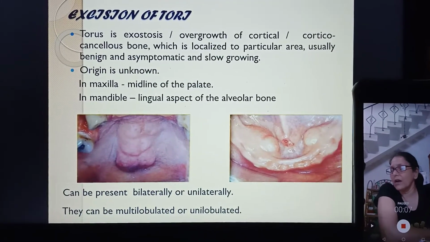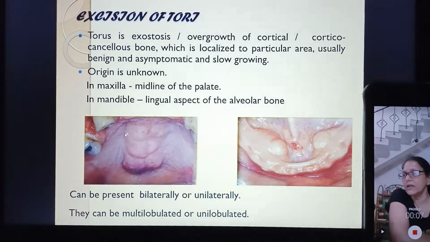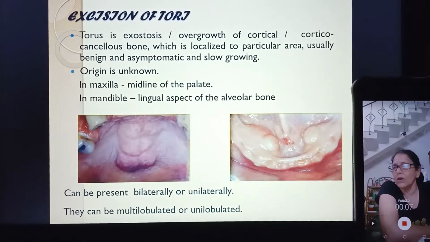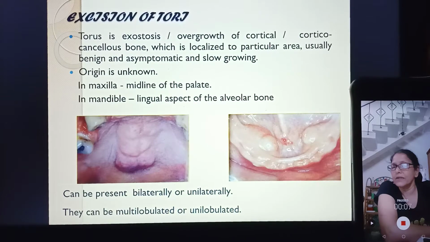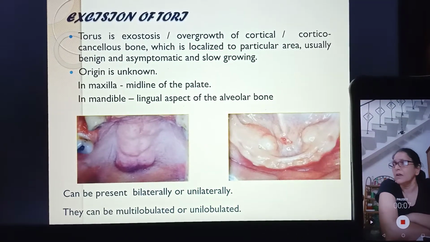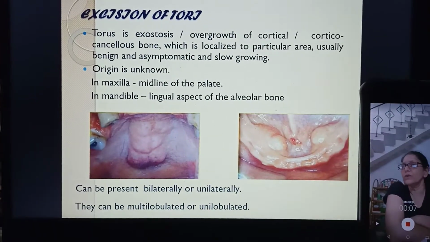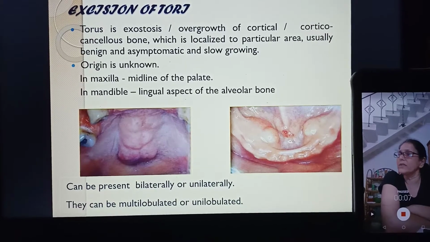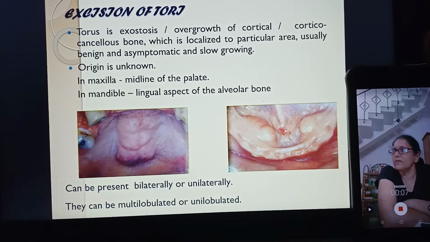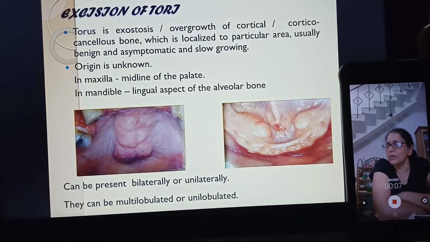So tori are either maxillary or palatal tori, that is present in the vault of the palate midline, or mandibular tori which are present on the lingual aspects of the mandible. So what are tori basically? These are exostoses, overgrowth of cortico-cancellous bone and localized to a particular area, usually benign, asymptomatic and slow growing. The origin is not known.